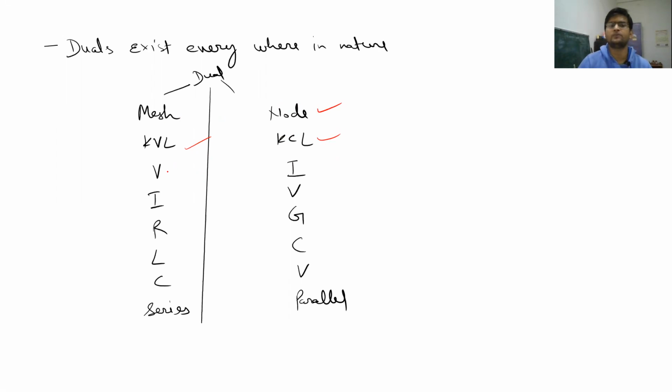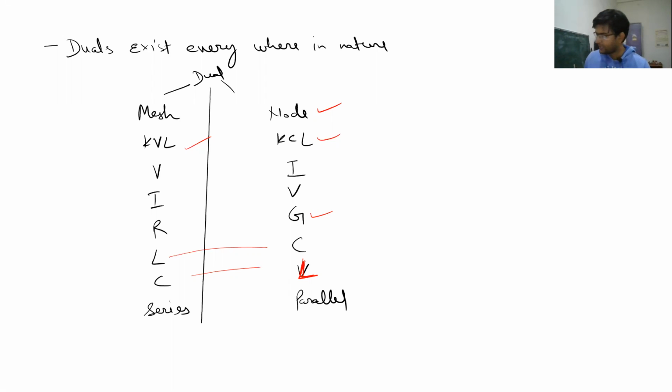And similar to that, voltage and current can also be considered a dual pair. Resistance has a dual as conductance and vice versa. Inductor can have a dual as capacitor and vice versa. This is L, sorry. And then series analysis has a dual as parallel analysis or parallel circuits, right?